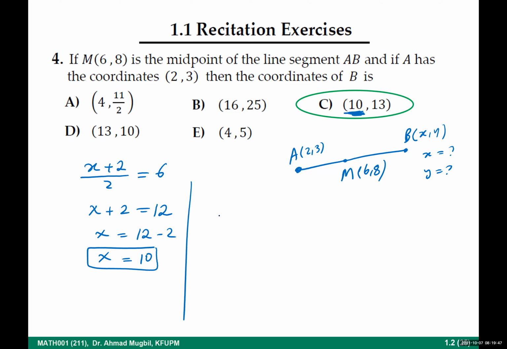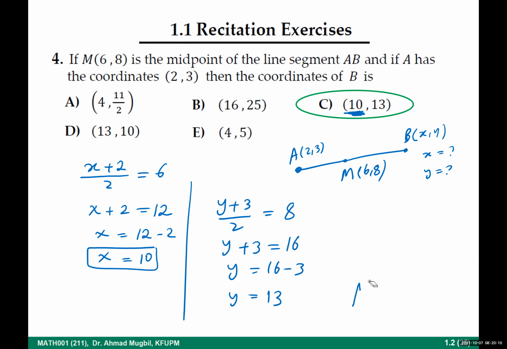So now let's go to the second part. Y plus 3 over 2 equals 8. This is from the definition of the midpoint formula, which means that Y plus 3 equals 16. Multiply both sides by 2. Y equals 16 minus 3. Y is 13. So the point P, X and Y, are 10 and 13. And the answer is C.